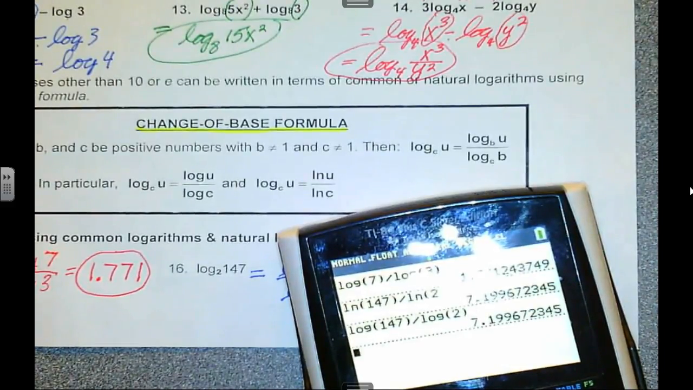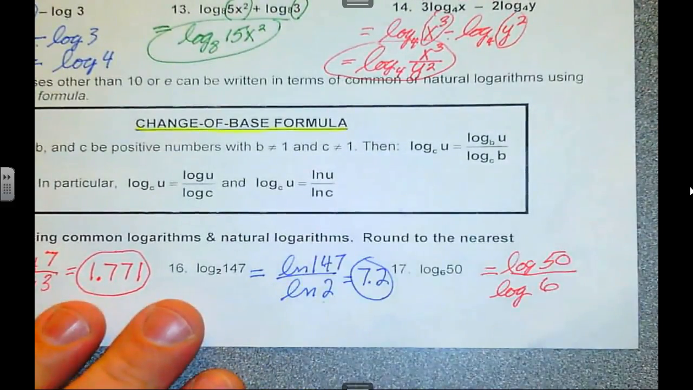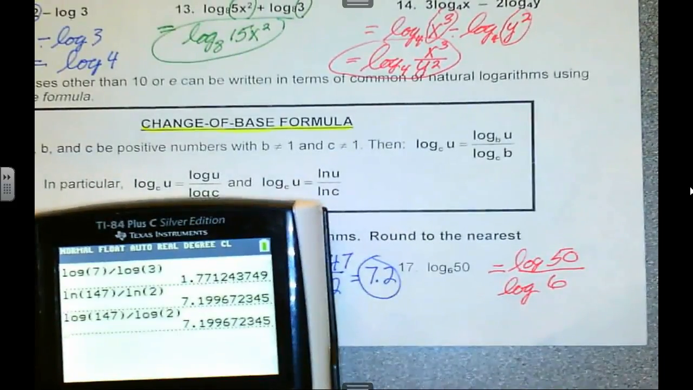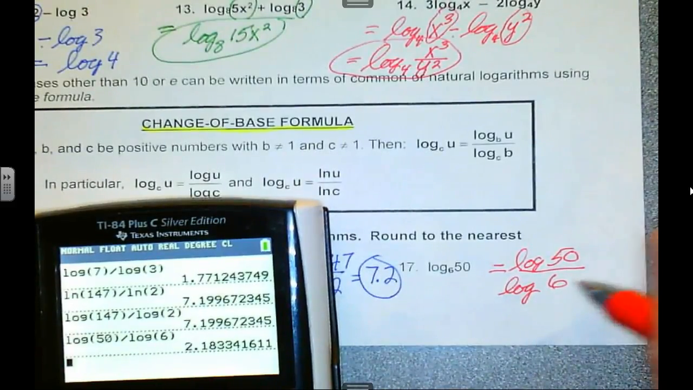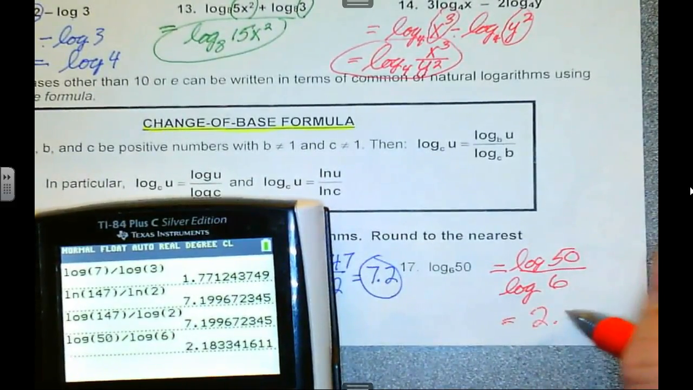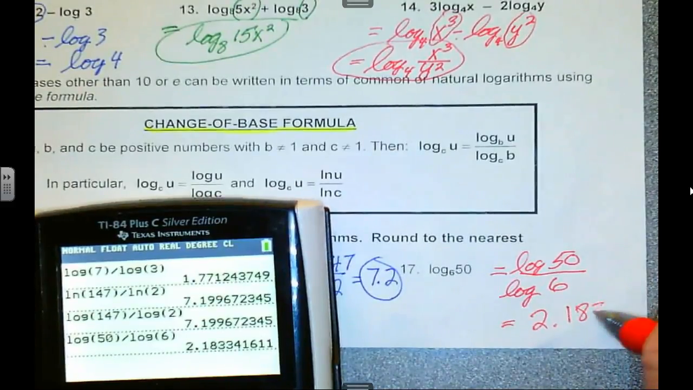Yeah, you should get the same answer. Okay, 17 log 50 log 6. I get 2.183. Me too.